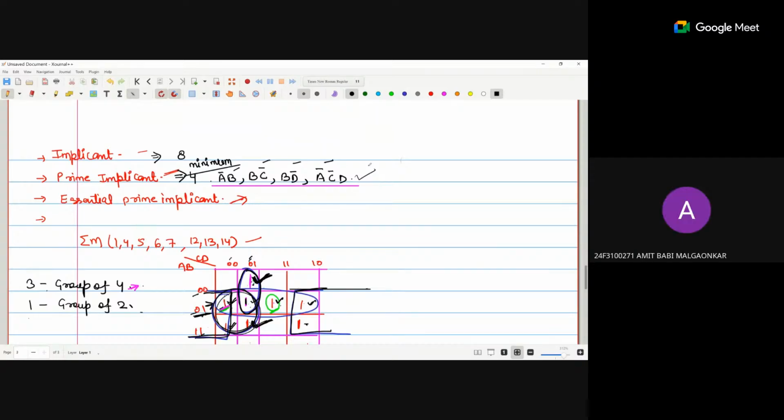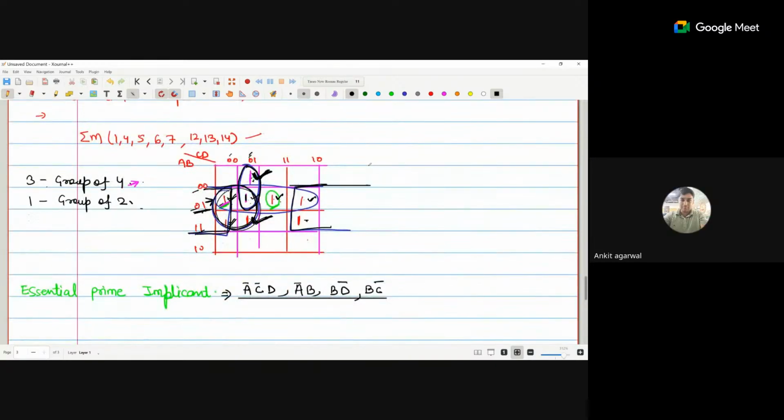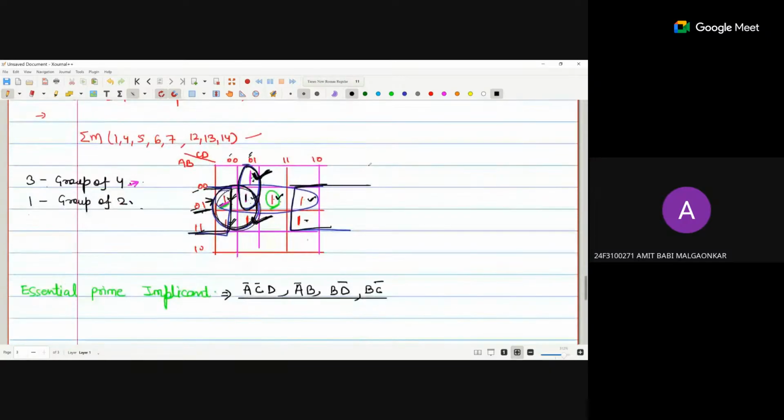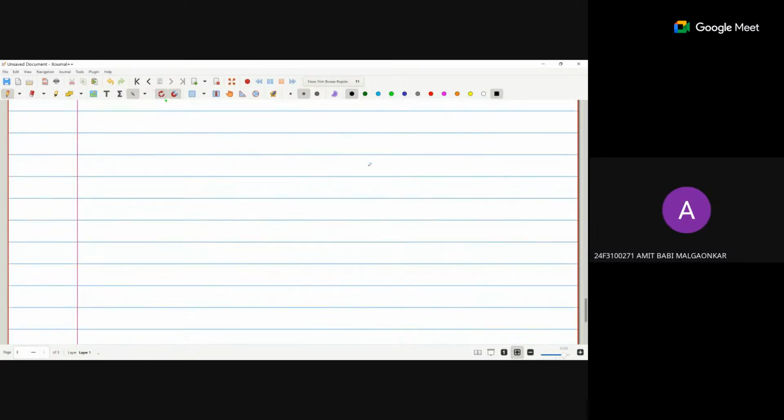Okay, sir. So what we are saying is that an essential prime implicant is a prime implicant in which there is at least one term which can be grouped only in one group. Then we can classify that particular prime implicant as an essential prime implicant. Now the example we are taking will be more clear to you.